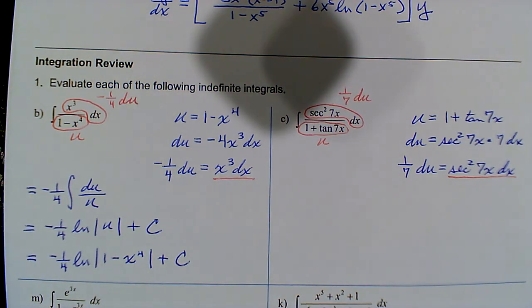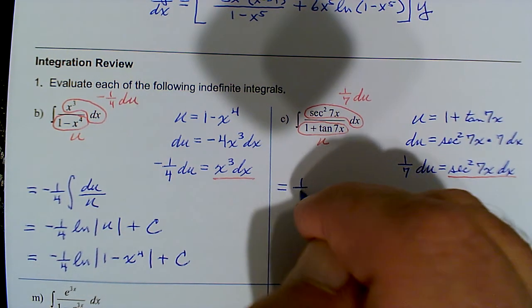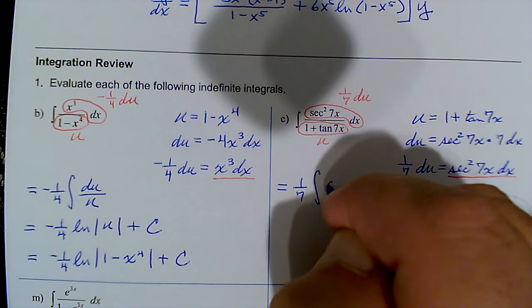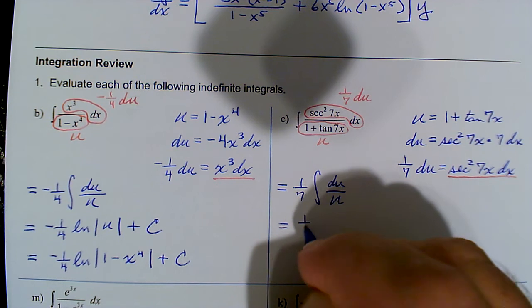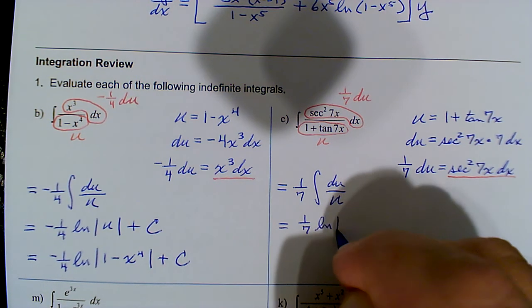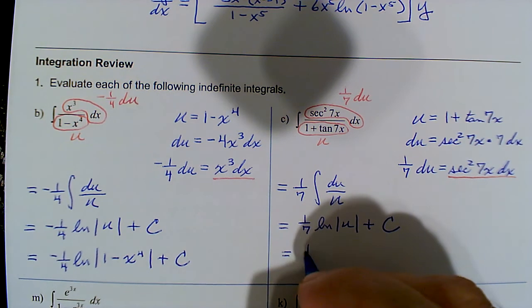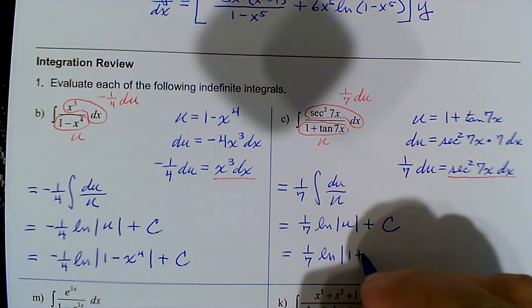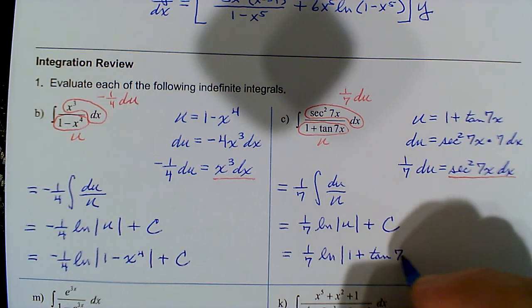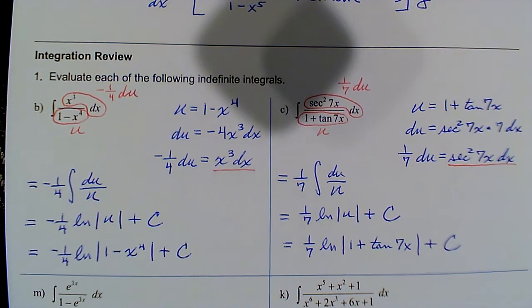and we'll bring the 1/7 out in front. Change of variables gives us the basic formula for the integral of du over u again. And integrating, we get the natural log of the absolute value of u, add our constant of integration, and back substitute, so 1/7 natural log absolute value. U was 1 plus tangent 7x. Close up the absolute values, and plus our constant of integration.